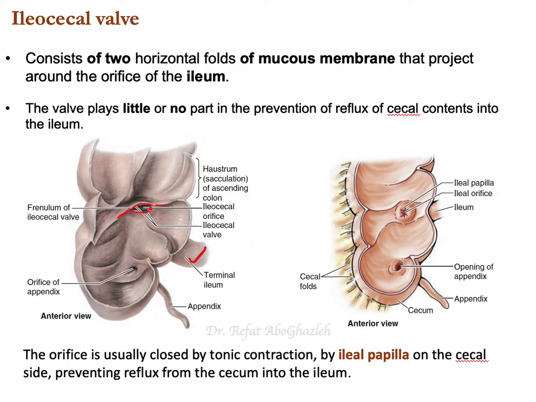So, do you think it's really a valve? Well, indeed, it's not. It's just two horizontal folds of mucous membrane that project around the orifice of the ileum. Where is that? This is the ileal orifice. If you open them, you will see this opening is the ileal orifice. So these are just mucosal folds around it.